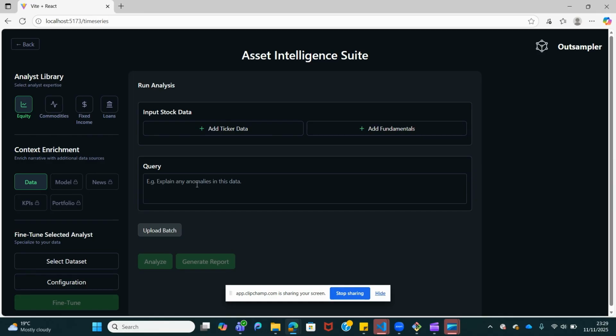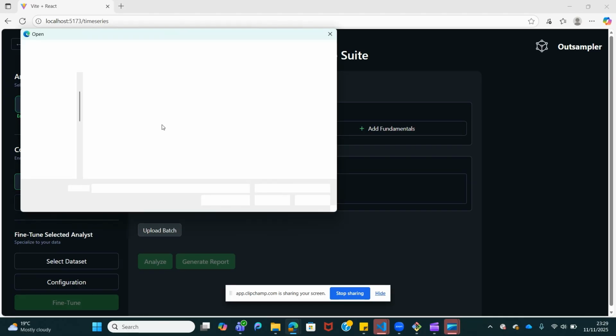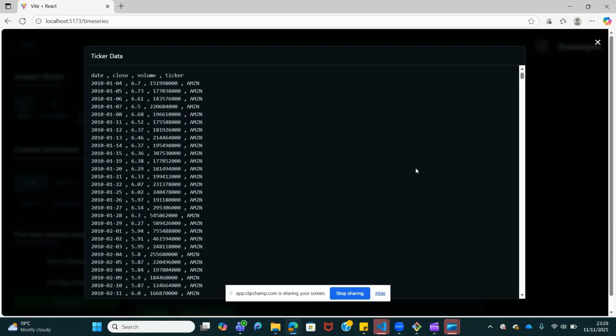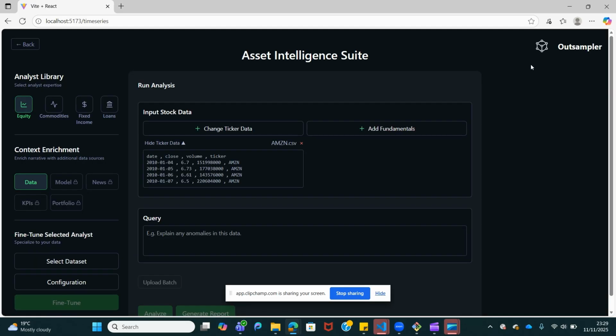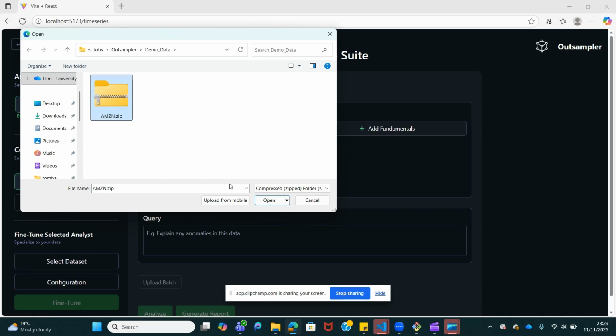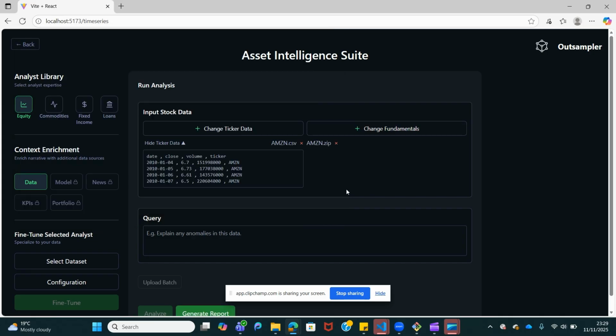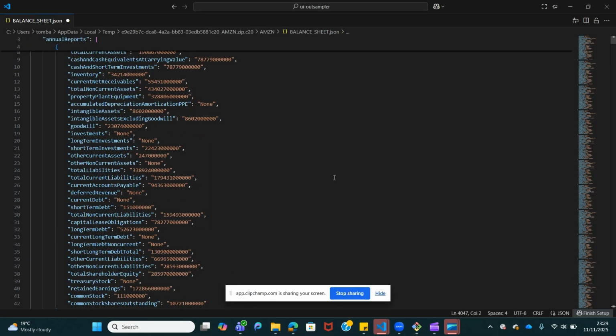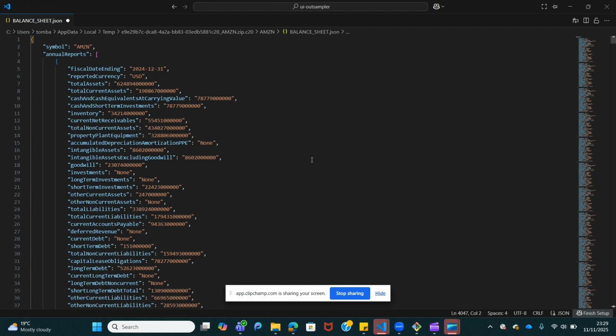So then we can input our stock data. In this case, we'll input Amazon data. So here we've got ticker data of closing price over time as a time series. And we can also augment that with fundamentals data. So this is essentially financial statements for Amazon as a zip file, including balance sheets and income statements. Just to give an example, here is the balance sheet for Amazon, and it's essentially metric data across different metrics specified over time as a JSON.